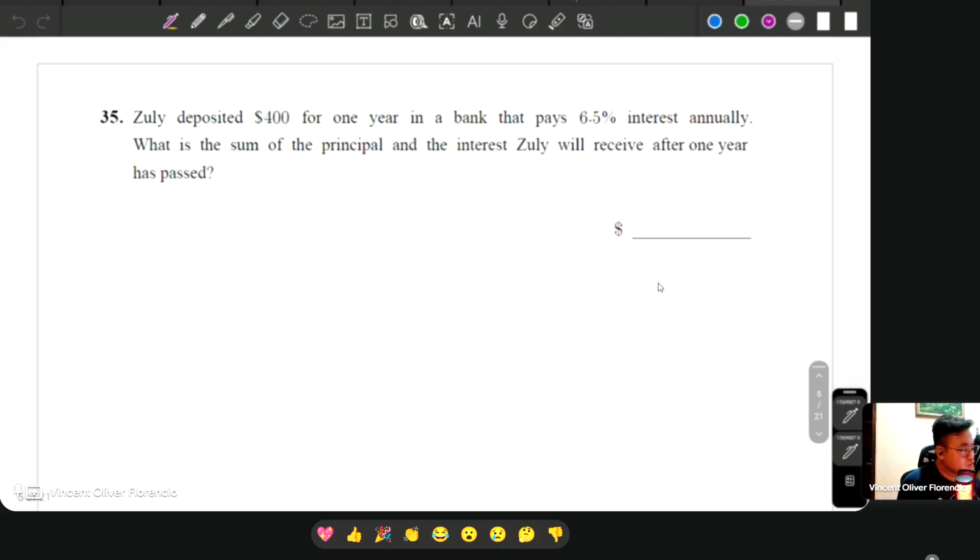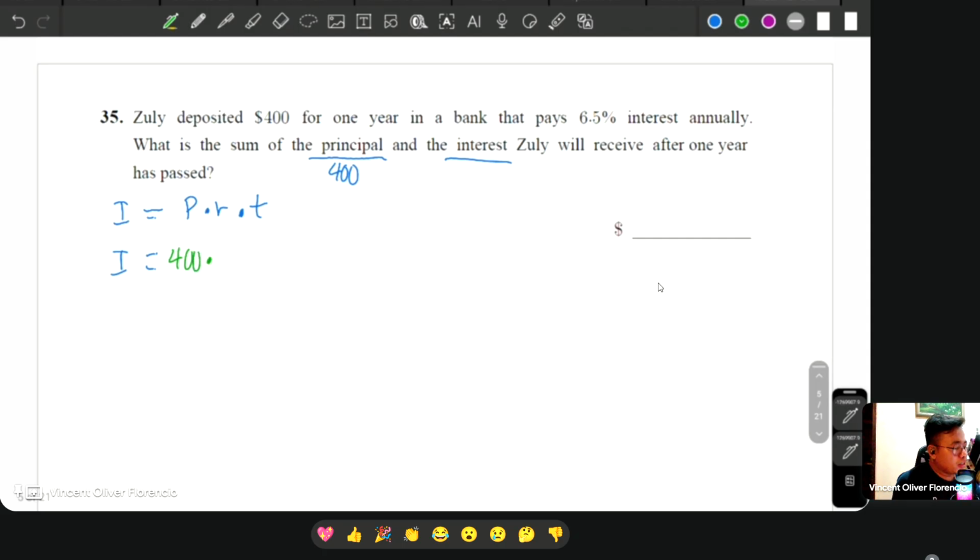Okay. So this one here, take note, this is about interest. And we know that for us to calculate interest, the formula is: interest is equal to the principal multiplied by the rate multiplied by time. The question here is the sum of principal and the interest. When you say principal, it's the initial amount that you deposited here. It's also the 400. So this is going to be I is equal to $400, right?